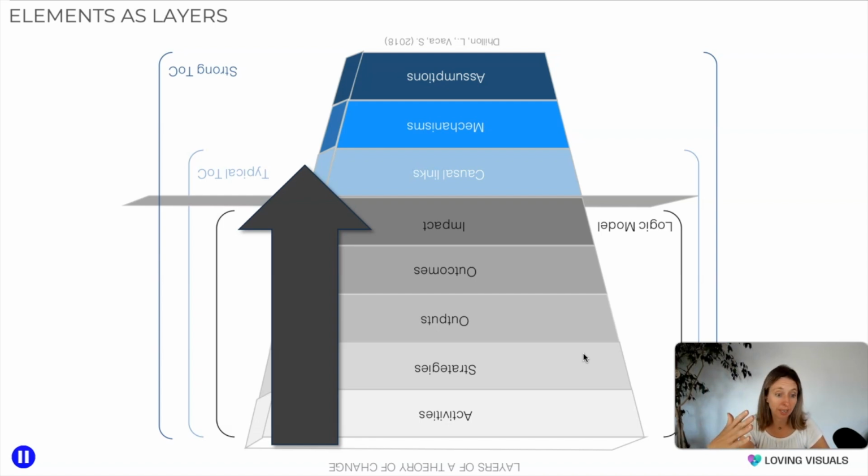I think it's more organic too, because usually there are more elements at the bottom, at the activity level, than at the impact. So it looks kind of like a mountain or something like that. It feels more organic than the other way around, more stable.